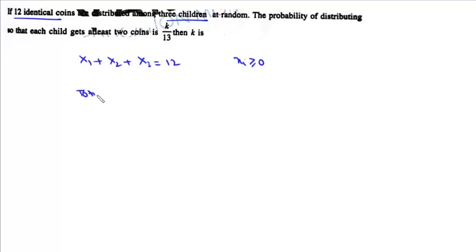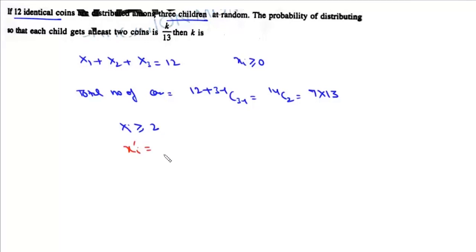So the total number of cases will be (n plus r minus 1) C (r minus 1), and that will be 14C2, and 14C2 is 7 into 13. Now we need to find the favorable number of cases. We have the favorable cases when each child gets at least 2 coins. Now if each child gets at least 2 coins, what we'll do is we'll replace this xi with xi dash, and we'll write xi dash as xi plus 2.